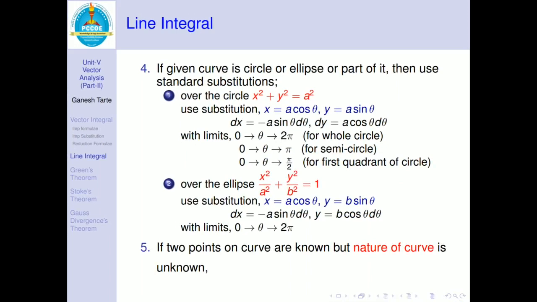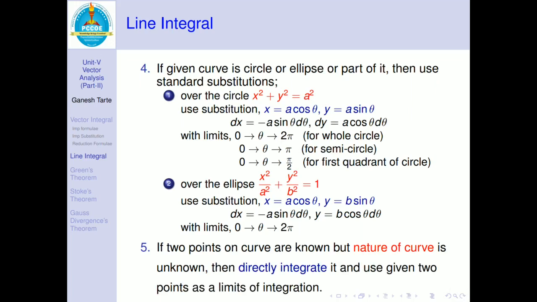Type number 5 is a little bit similar to type 2. The equation of the curve is unknown but 2 points are given on it. But be careful: in type 2 it is a path or straight line whose equation is unknown, but here the nature of the curve is unknown, only 2 points are known. So if 2 points on the curve are known but the nature of the curve is unknown, then we directly integrate using the given points as the limits of integration.